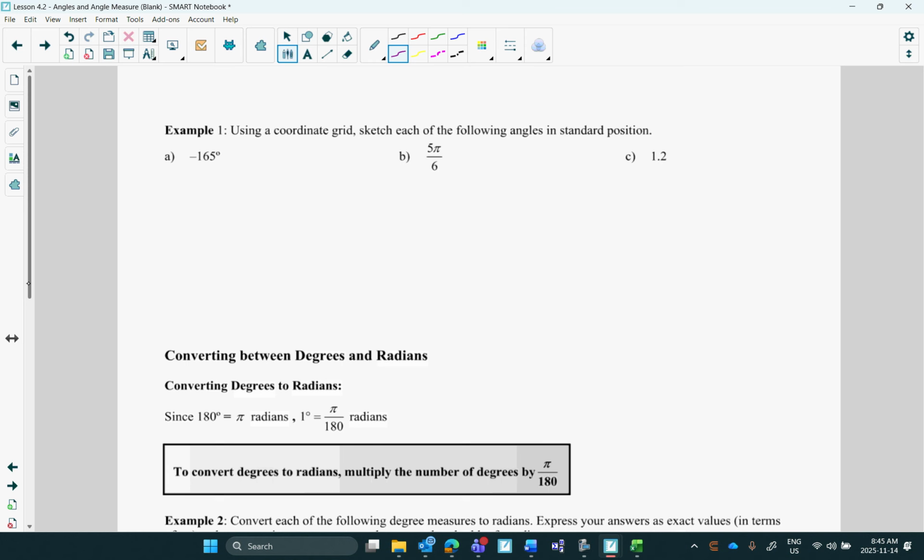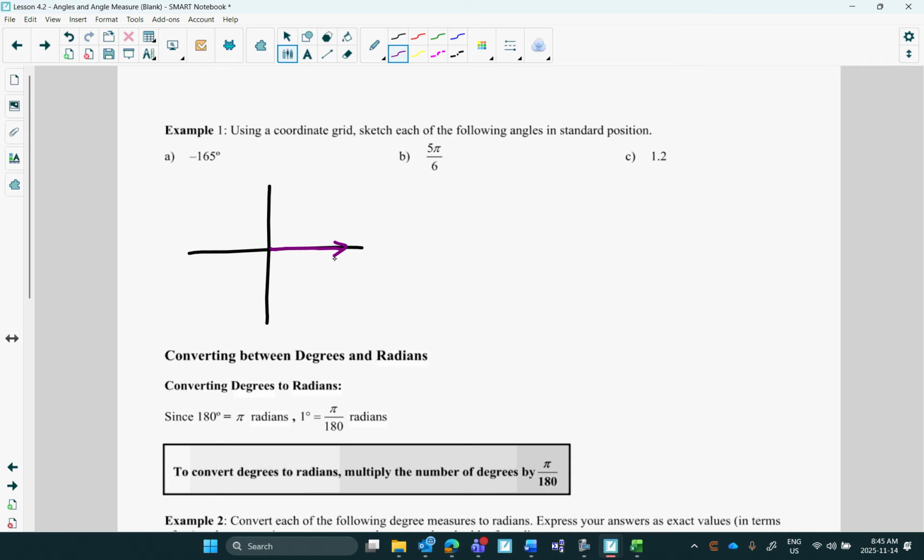Let's sketch a negative angle in degrees and then a couple of positive angles in radians, because you notice there's no degree symbol here. So I assume these are radians. Well, how would I sketch negative 165 degrees? Well, this is my initial line. Which direction am I going to go to measure a negative angle? Clockwise, right? So you've got to kind of think backwards.